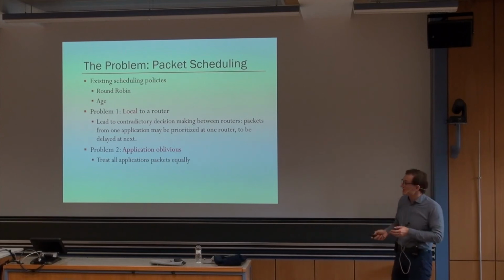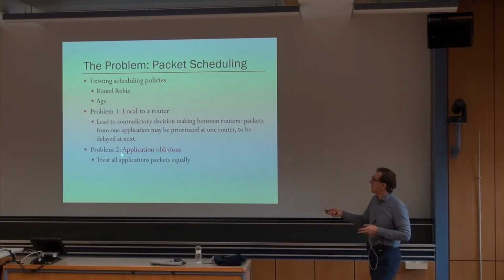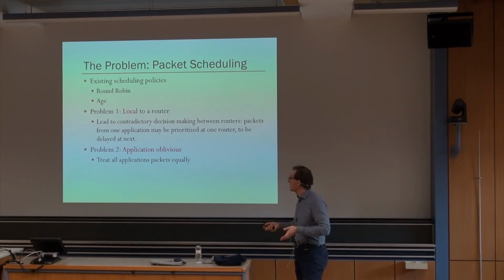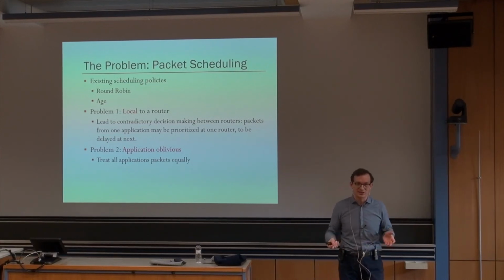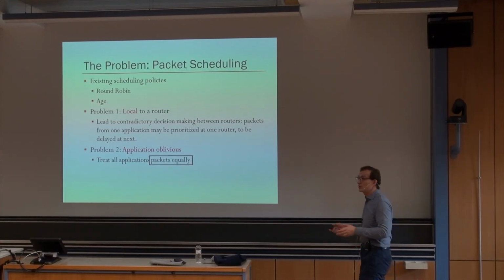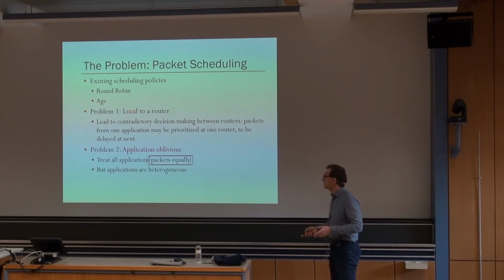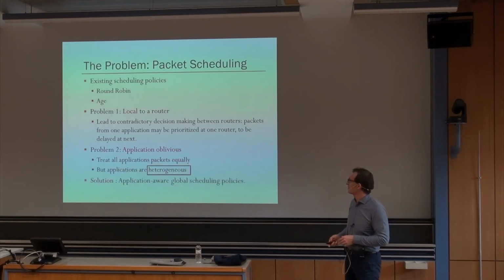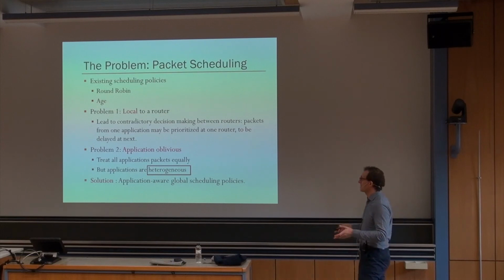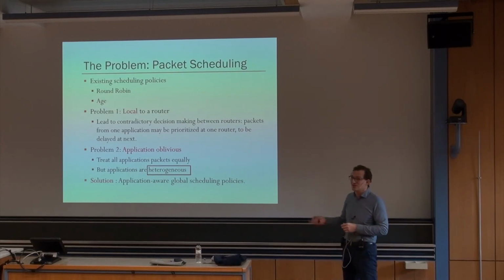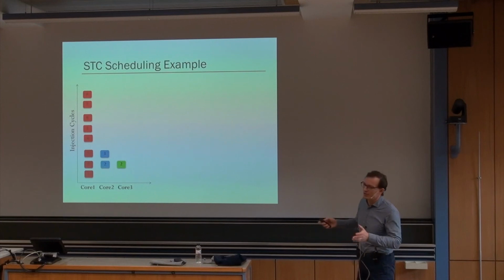The second problem, independently of this, is that your policy is application-oblivious, because you're treating all applications' packets equally, and this is not necessarily a good thing. Because we know that applications are different, right? Applications are heterogeneous, and we want to have more heterogeneous policies, or application-aware global scheduling policies. So that's the idea in this paper. I'm going to give you the basic idea.